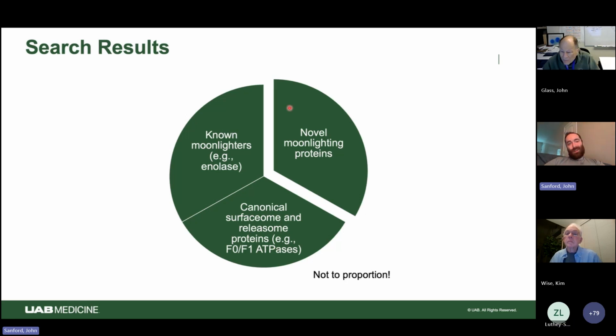I still want to do some more analysis before I put my full name to them. Certainly, this is not proportional. The novel ones are going to be a much smaller subset of this, but I definitely think that there are some on there that I haven't found any evidence of in the literature. So, like I said, hopefully we'll have this published pretty soon.